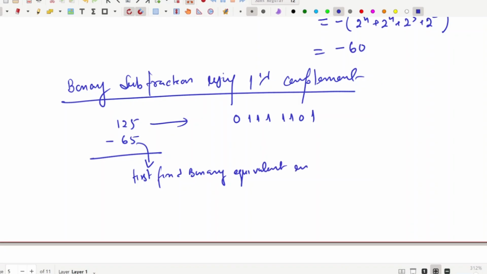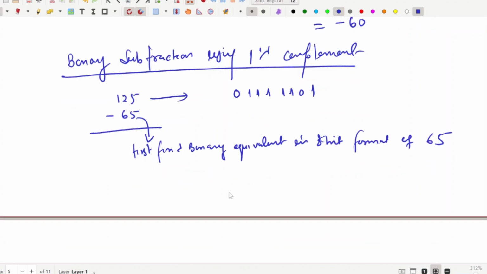What is the binary equivalent of 65 in 8-bit format? That is 0 1 0 0 0 0 1. This is the binary equivalent of positive 65. Then take its 1's complement. For representing minus 65, we take the 1's complement or 2's complement. We already did the 2's complement, here we use the 1's complement.